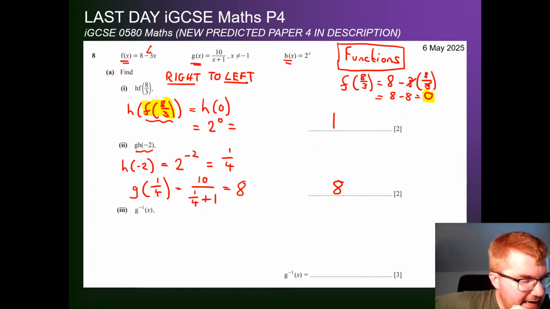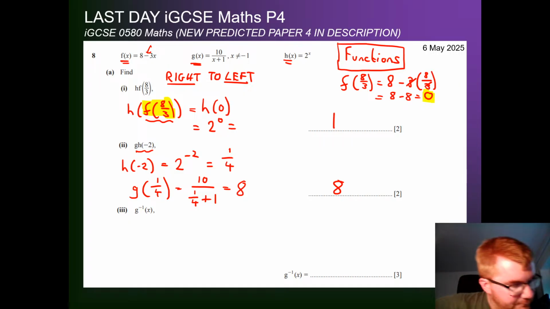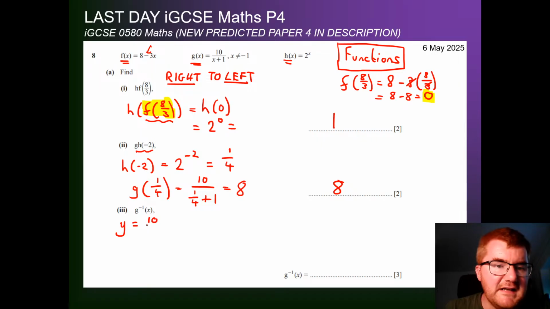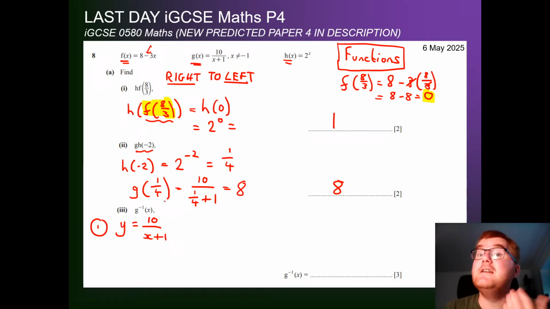Okay, let's look at inverse functions. So inverse functions, I have a very step-by-step method. Again, you can't really go wrong with it. The first thing with inverse functions, we write down the function equal to y. So y equals 10 over x plus 1. So that's my first step. Just make the function equal to y.